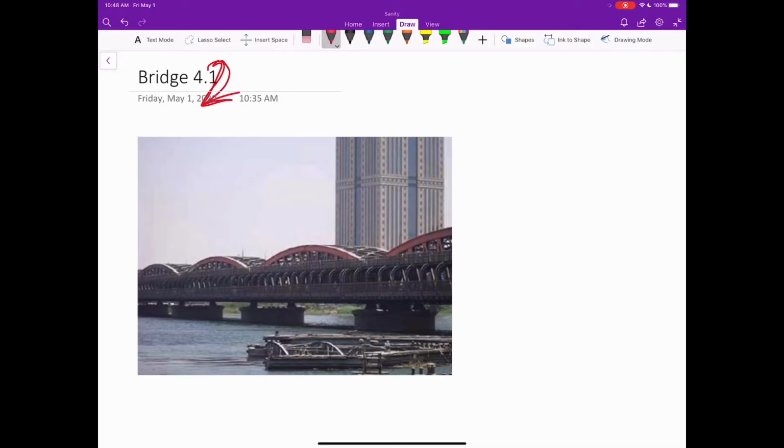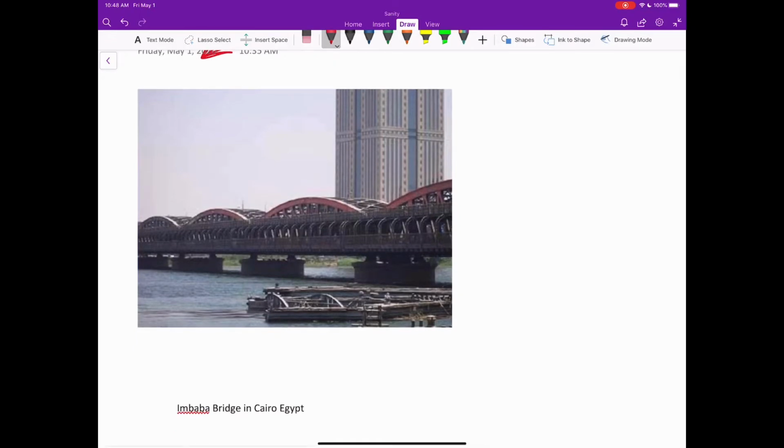Good catch, Miss Blackman. Okay, I got a bridge of the day, and then we'll get rolling with this. Any guesses? Woohoo! It is the Imbaba Bridge in Cairo, Egypt. I'm probably not saying that right, but it looks pretty cool.